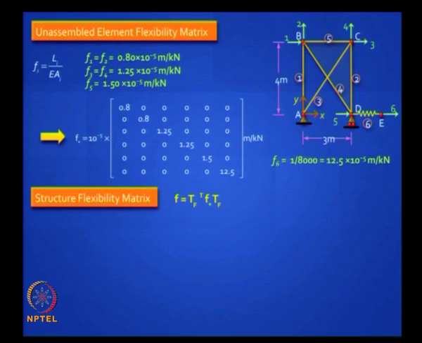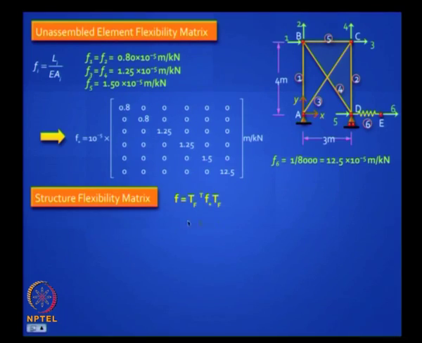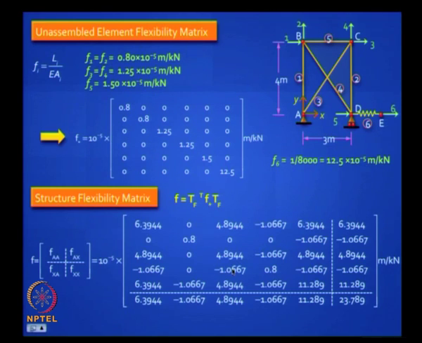We write down the unassembled element flexibility matrix. Everything is the same except for the sixth element. We have computed the axial flexibility of that element. So, that comes in as 12.5 into 10 raised to minus 5 meter per kilonewton. Then we do the same product, okay, and we get the stiffness matrix.